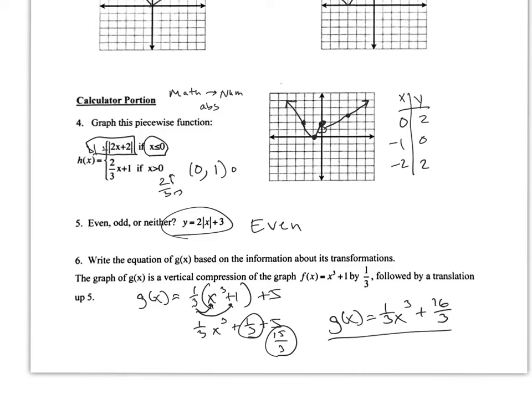Now, if it did not dawn on you to distribute that, and you left it like this, you would get partial credit for that. Just so you know, in case you think there's no way I'm going to remember to do that, you'll still get some.